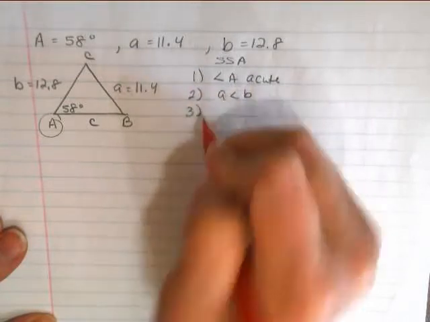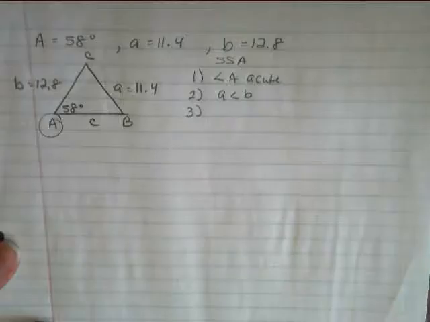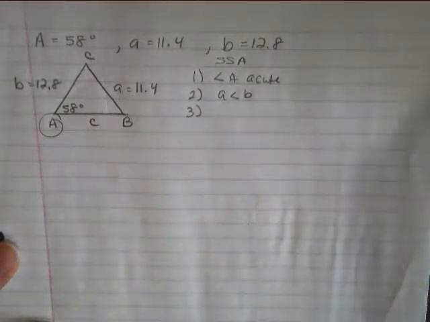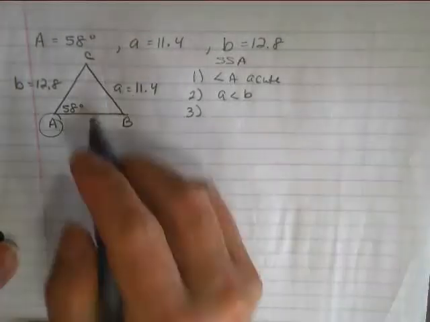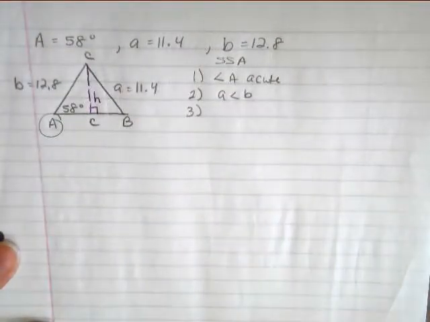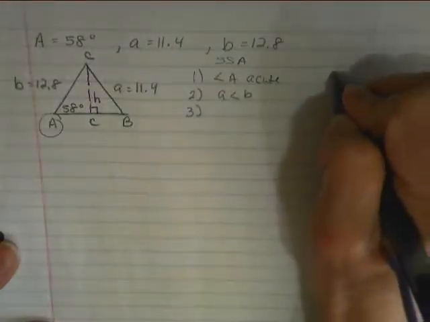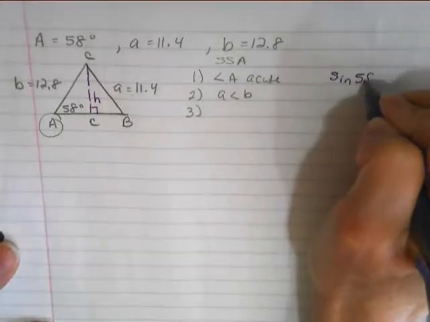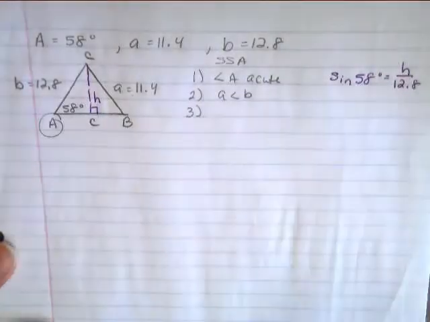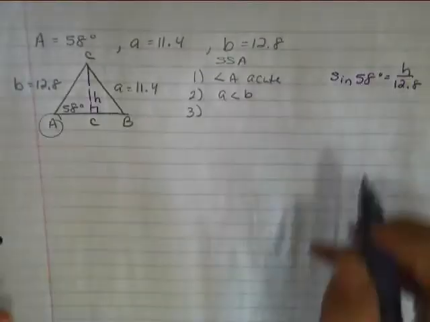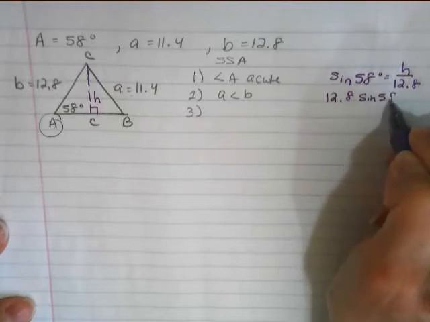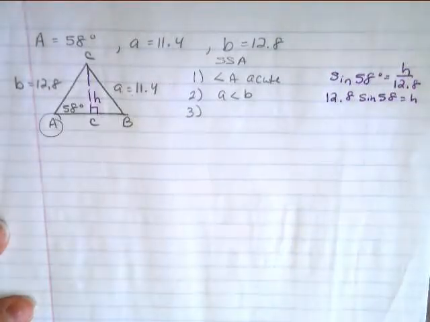Because we've met the first two requirements for the angle-side-side situation, we need to figure out what our H is and compare that to the other two sides, A and B. So we draw in a height here. We drop in that altitude. I know that the sine of 58 degrees is going to equal H over 12.8. I'm just using my basic sine, cosine, tangent there to solve for it. So 12.8 times the sine of 58 is going to give me the value of H.